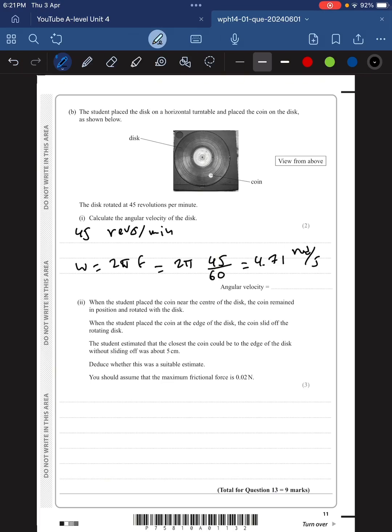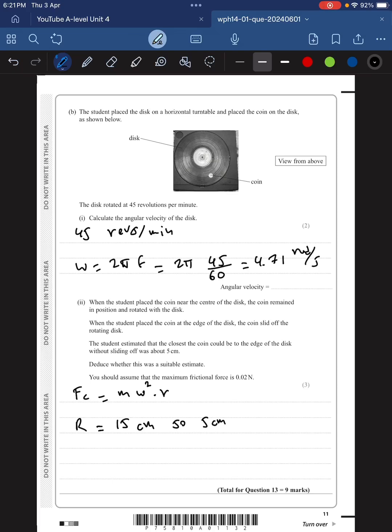So for this one, we can use the fact that the centripetal force should equal m omega squared times r. Actually, let's use a different r. So for here, let's use just r, lowercase r. And the radius of the disk is 15 centimeters.